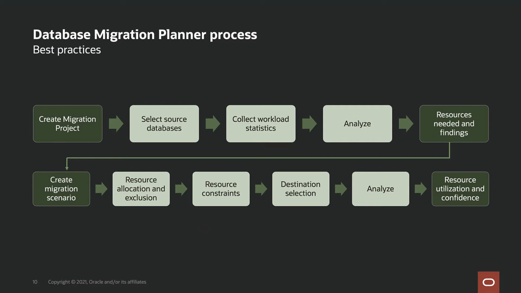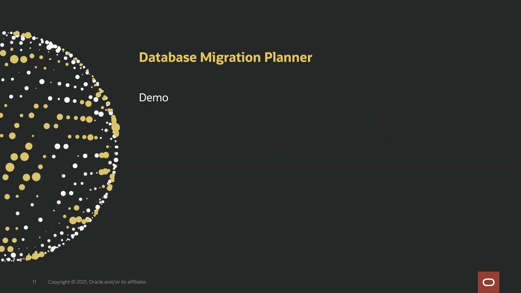We will also provide destination selection. A destination can be an Exadata target, a cloud service, or it can also be an on-prem database already discovered in Enterprise Manager. Then we perform the analysis, where we calculate the resources needed and the resources used hour by hour. That will provide us with resource utilization and a confidence if this migration or consolidation will fit into the new platform. Let's look at a short demo of Database Migration Planner.